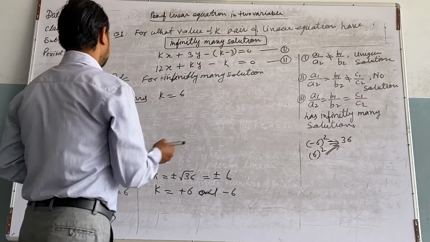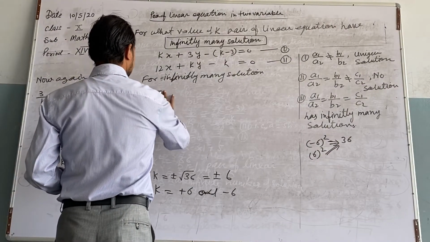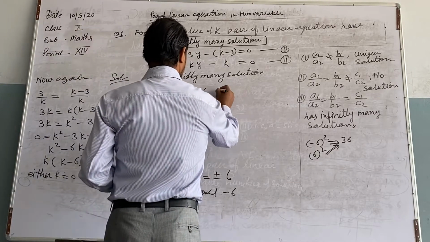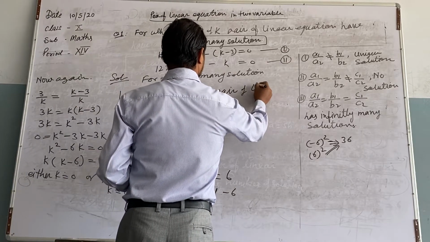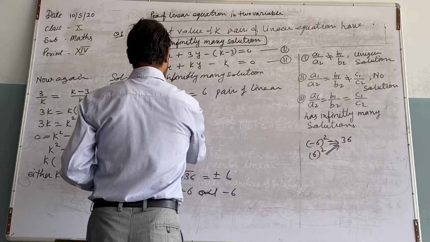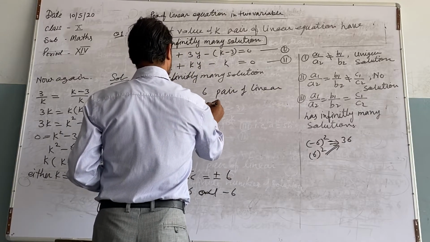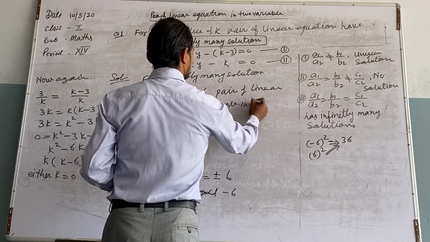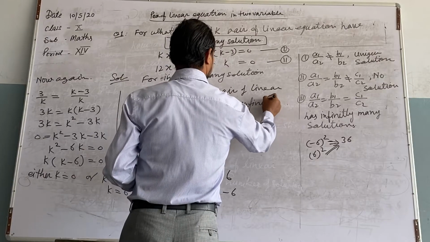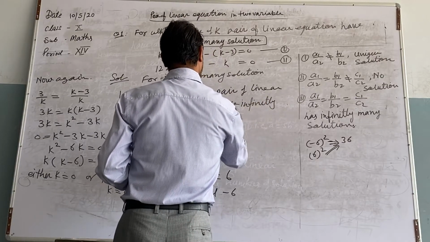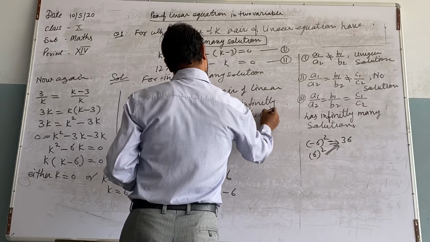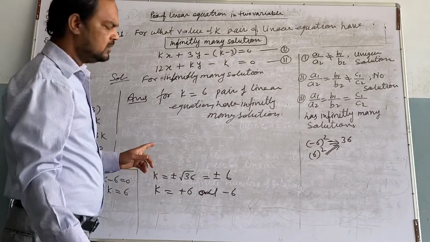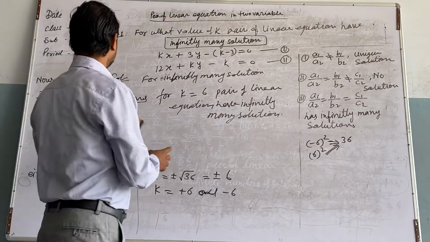So for k equal to plus 6, the pair of linear equations has infinitely many solutions. Infinitely many solutions. Okay. Now try these two questions as homework. Then we will go further.